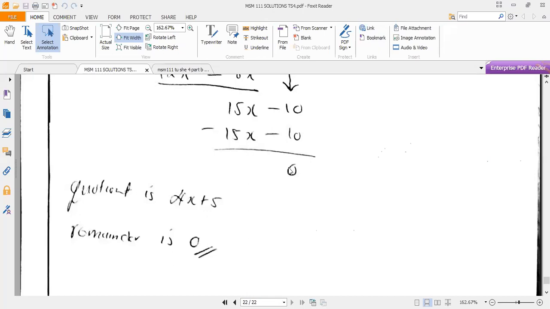Sir, are we done with the logarithms one? Yes, we are done, sir. We have started polynomials now. Yeah, we have gone into polynomials, sir.